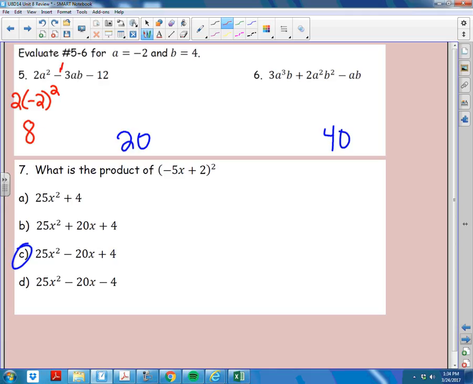Minus whatever this is. Well, 3ab is 3 times negative 2 times 4. It was negative 24. So it's 8 minus negative 24 minus 12. And when you type into your calculator 8 minus negative 24 minus 12, you'll get 20. Because 8 minus negative 24 is 8 plus 24, which is 32. 32 minus 12 is 20. Okay? One step at a time. You've got to be methodical about this. Anybody else on any of these?